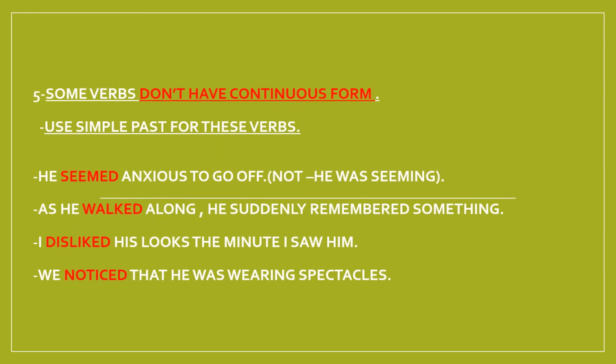Some verbs don't have the continuous form. They always use simple past. For example, he seemed, not he was seeming. He walked, not he was walking. Disliked, not was disliking. Noticed, not was noticing. He seemed anxious to go off, not he was seeming. As he walked along, he suddenly remembered something. I disliked his looks the minute I saw him. We noticed that he was wearing spectacles.